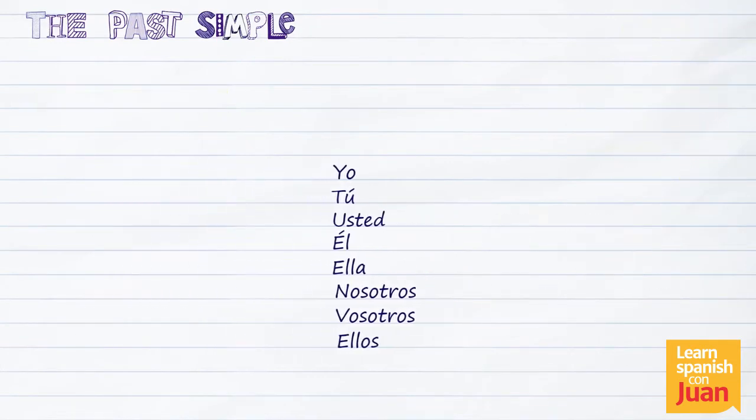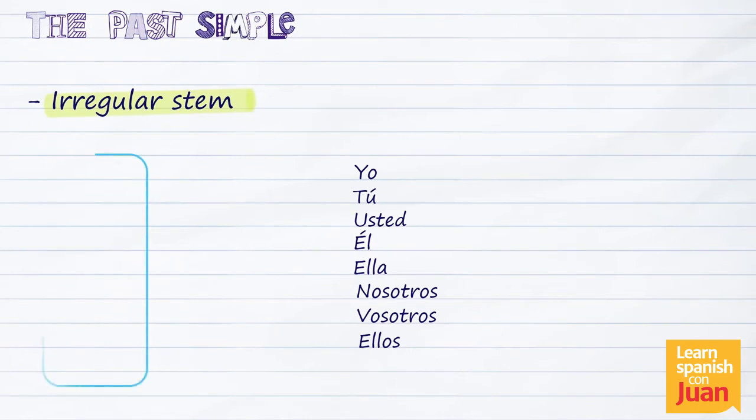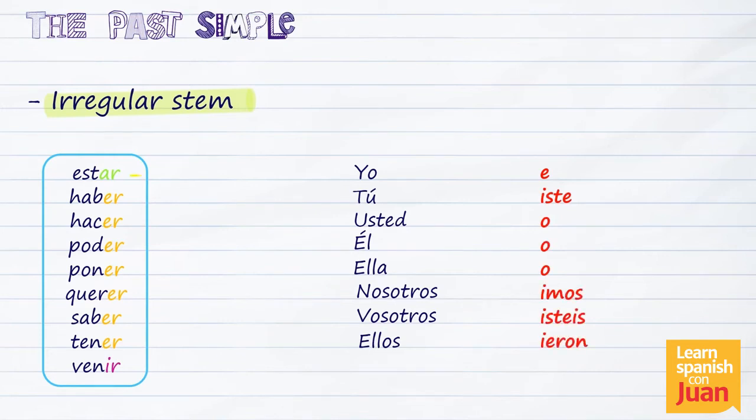Now let's move to the second type of irregular verbs. These are the ones that change the stem. These verbs are quite common, so let's learn them and see how they change. Estar, haber, hacer, poder, poner, querer, saber, tener, venir. Now the good thing here is that the endings are always the same. E, iste, o, imos, isteis, ieron.